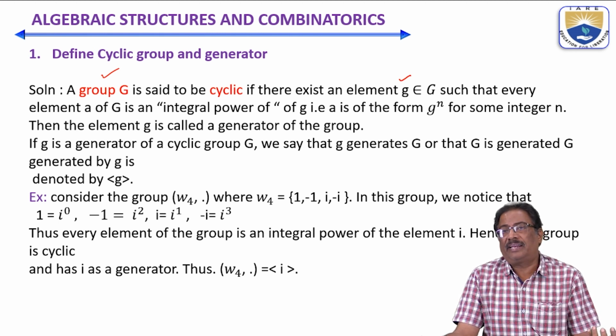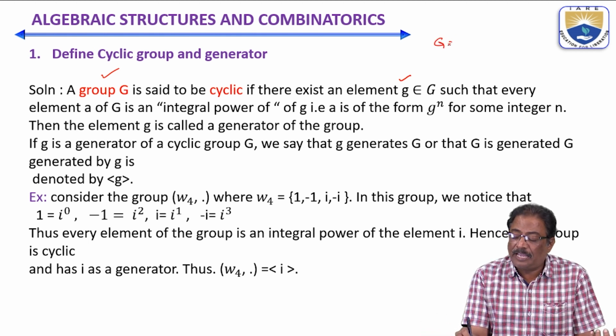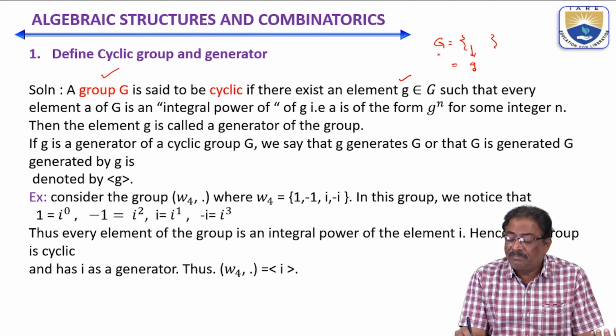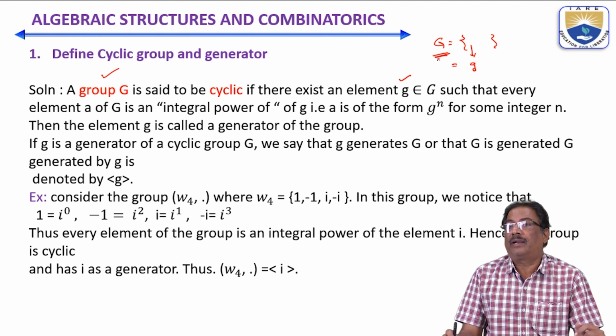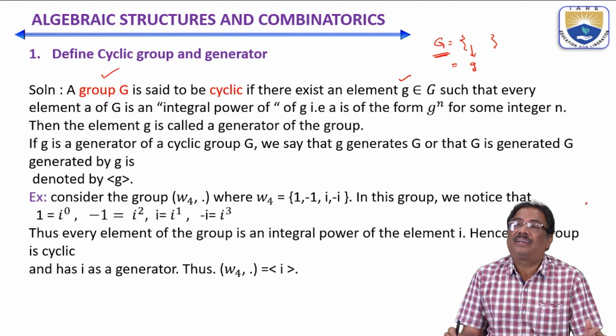So if we say the group is a cyclic group, suppose I take G, and it has some elements. All these elements are represented as a power of some element, then that group is known as a cyclic group. The element whose integral powers give every element is called the generator of the group.